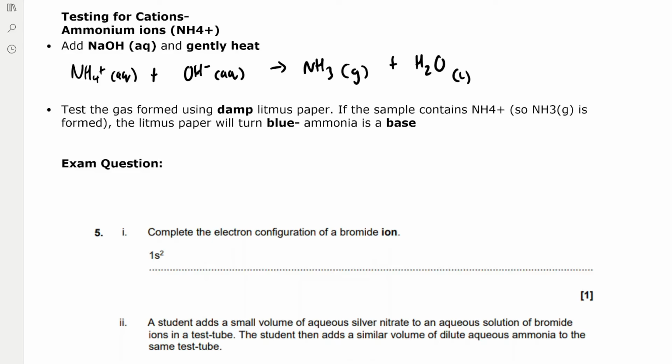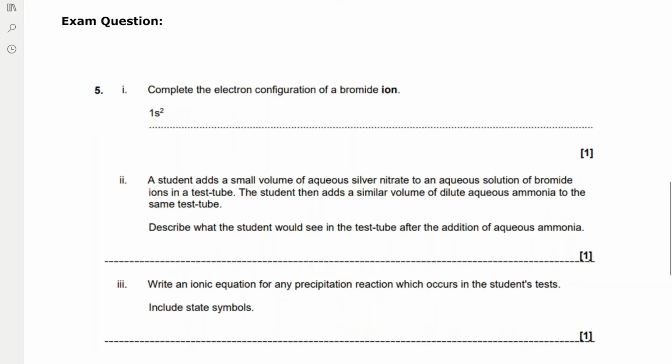So we can then test the gas formed using damp litmus paper, so we can hold it over the end of the test tube as we heat it. And if the sample contains ammonium ions, NH4+, so NH3 gas is formed, the litmus paper will turn blue because ammonia is a base. So you've got an exam question.